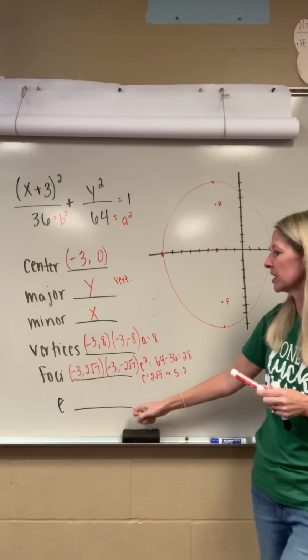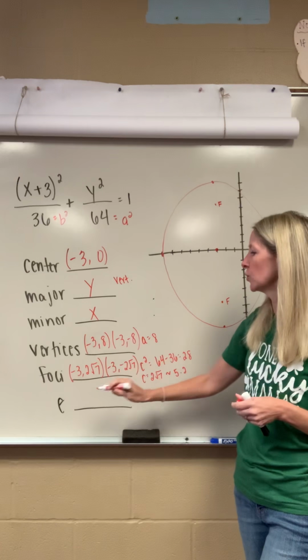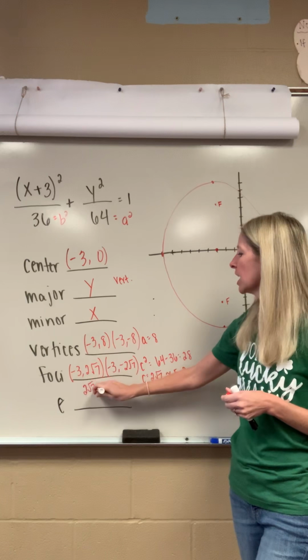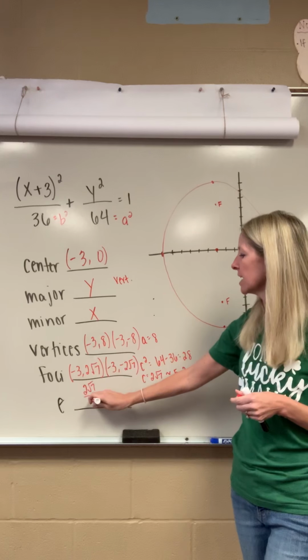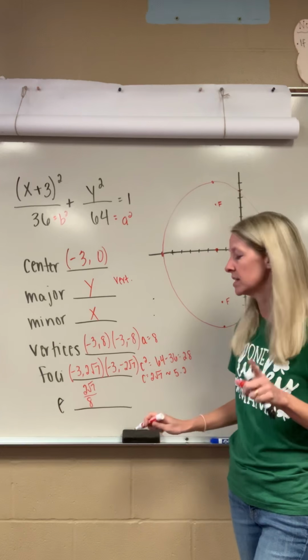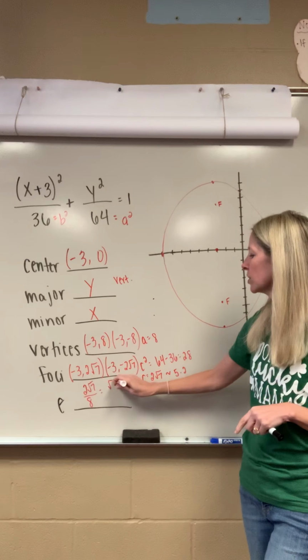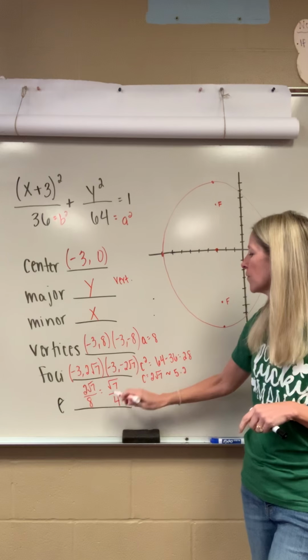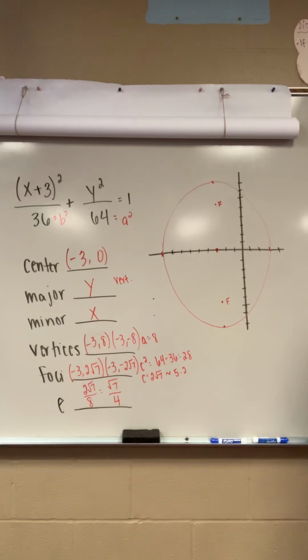Then, finishing by finding our eccentricity, we take the c value, which is 2√7, and we put that over a, which is 8. Now notice at this point, 2 over 8 can reduce. When it reduces, you get √7 over 4. And that would be that vertical ellipse.